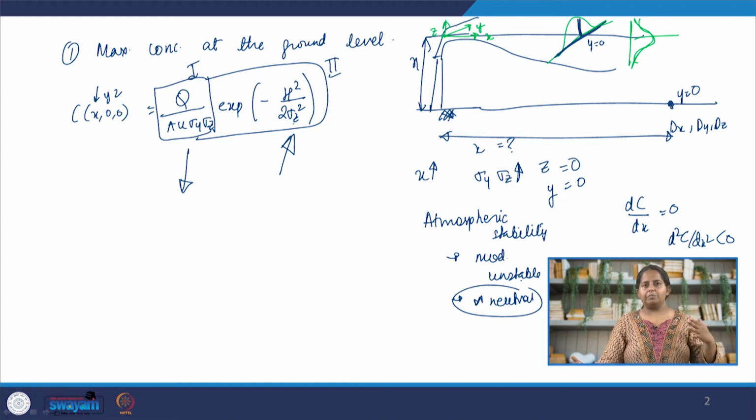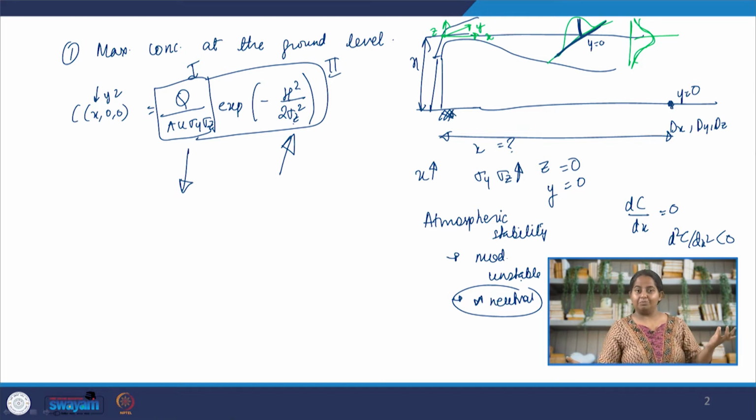The trouble happens when we have a stable situation. When the environment is stable, the smoke parcel cools down faster than the atmosphere. So, as the smoke parcel rises, it is cooling down, but the atmosphere is cooling down much faster. So, it loses thermal buoyancy.